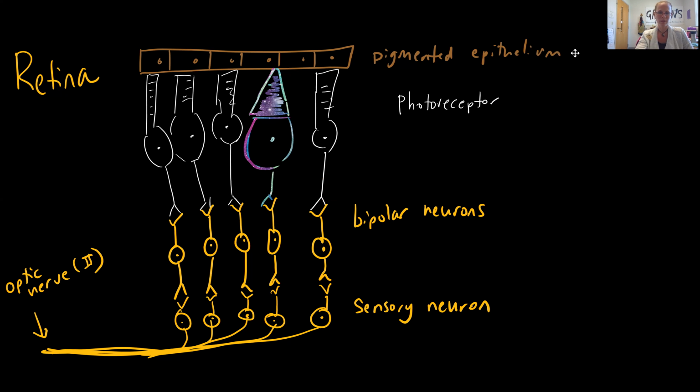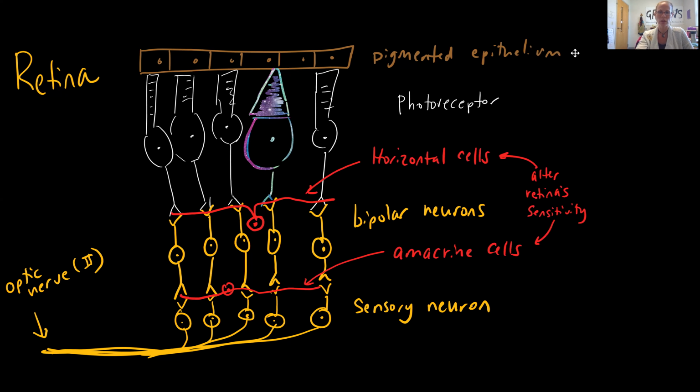Now, even though there's just 4 layers of cells here, these are not the only cells that make up the retina. There are 2 additional types of neurons. So we have our horizontal cells, which are going to be in between the photoreceptors and the bipolar neurons. And then we have the amacrine cells, which are in between the bipolar neurons and the sensory neuron. And both of these cells have the job of sort of altering the retina's sensitivity and modifying the signal as it's sent.